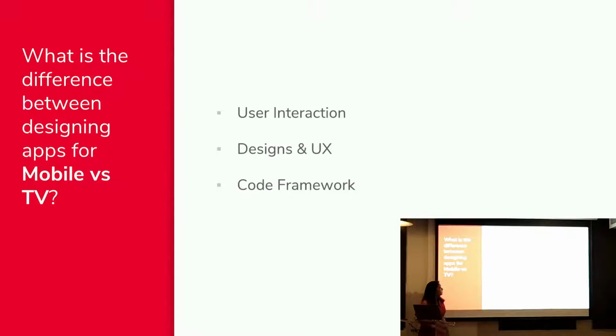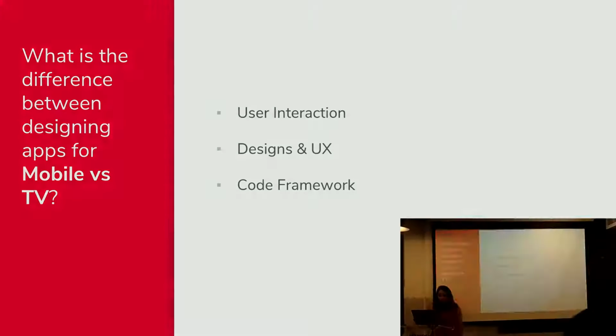The first main thing which I feel is important in designing any application is user interaction, designs and UX, and code framework. I have put user interaction first because we always need to care about how the user is going to behave on the app and how he is going to find it easier to use our apps, then work towards the best coding and best implementation.